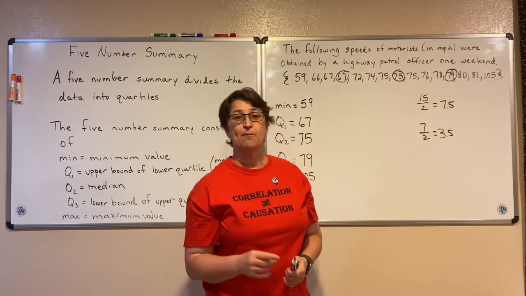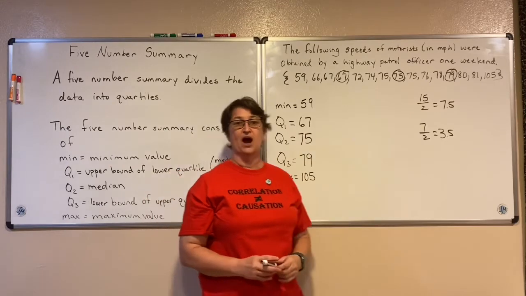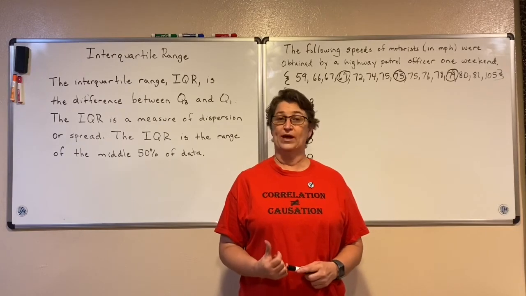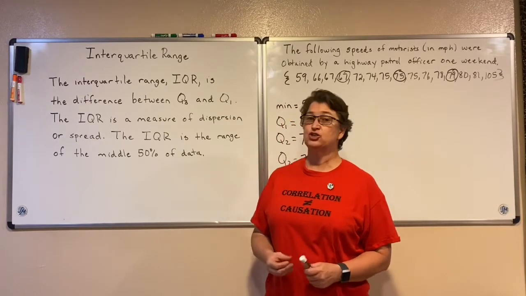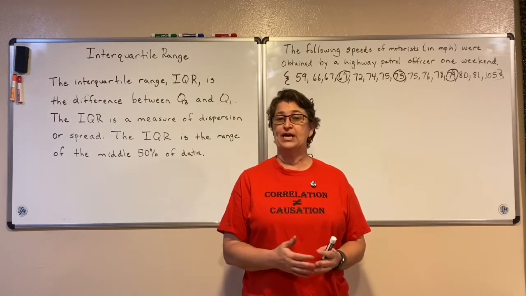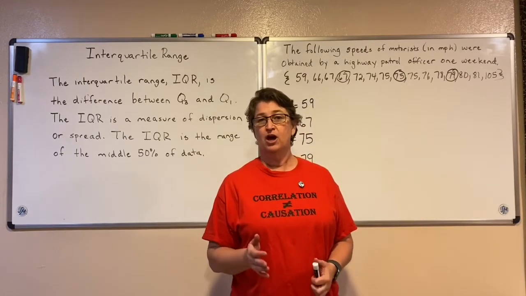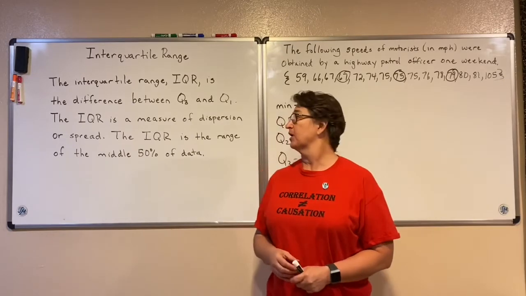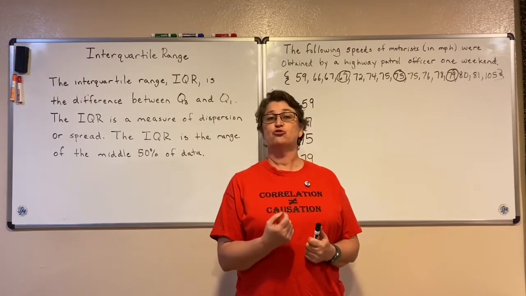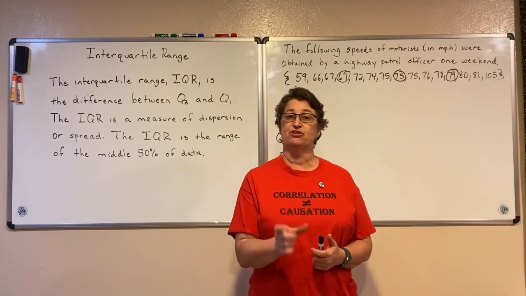Then also when we make a box and whisker plot, we're going to use these 5 numbers to help us make our box and whisker plot. Let's look at the interquartile range. The interquartile range is just the difference or the range from Q3 to Q1, from the upper bound of our third quartile to the upper bound of our first quartile. And that IQR is just a measure of dispersion, or how spread out our data is. Inside the IQR, there's 50% of our data.